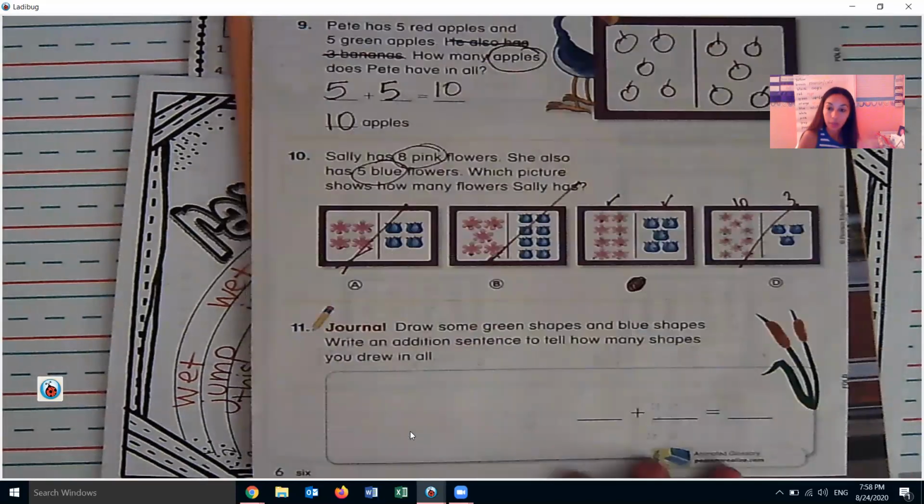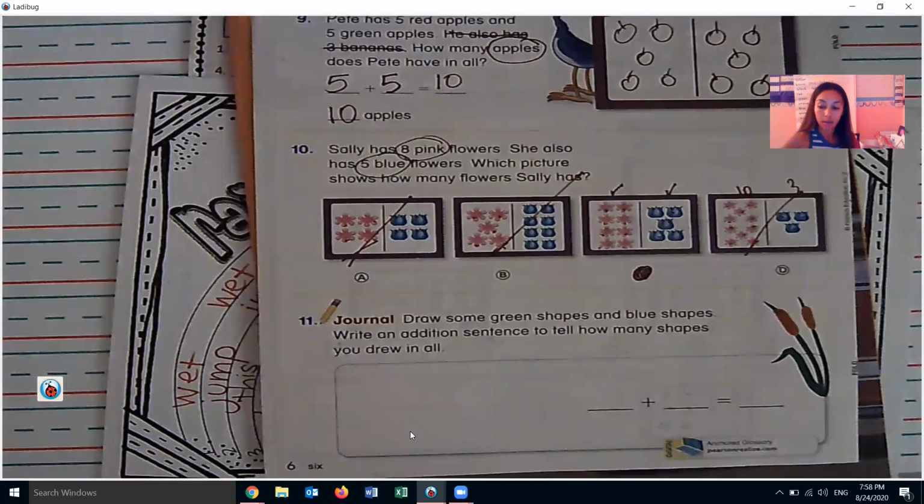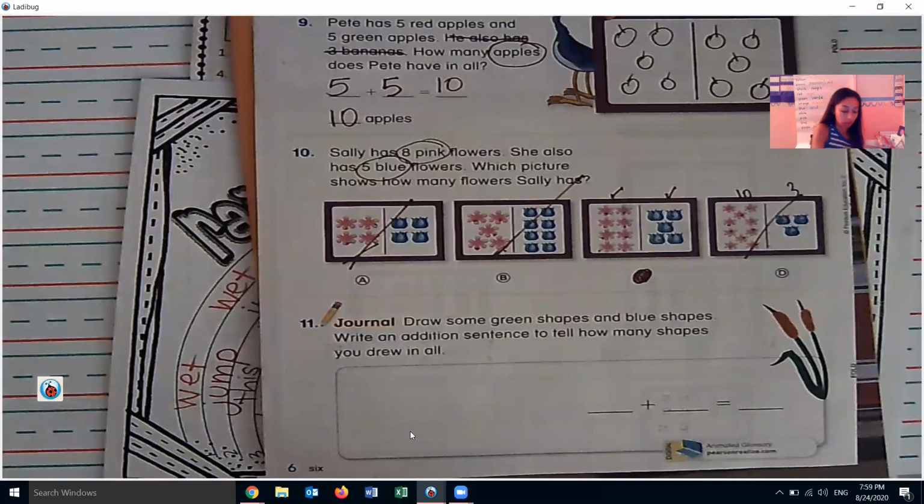All right, this last one, I always like the journals. These are always really fun for me because you get to be creative and come up with your own problems. It says, draw some green shapes and draw some blue shapes. And it's okay if you just use your pencil and maybe just separate them out, however. But I have greens and blues here, so I'll use them.